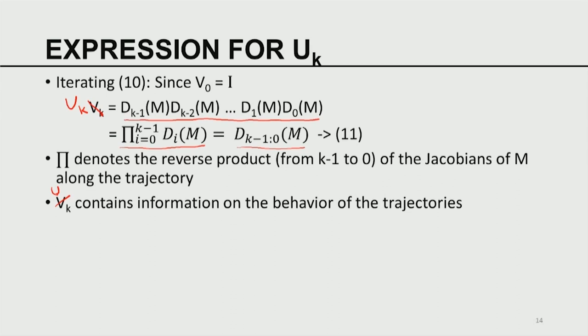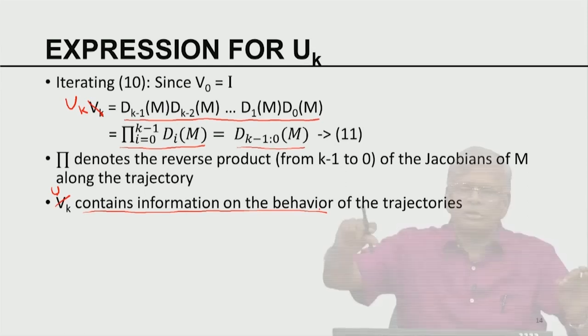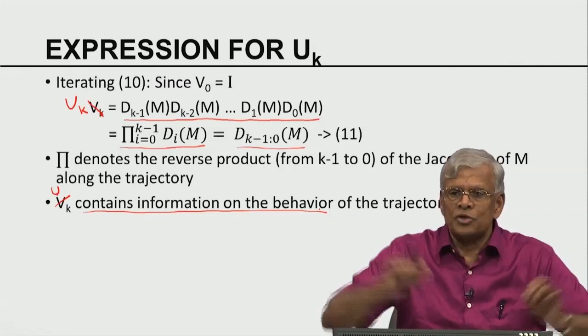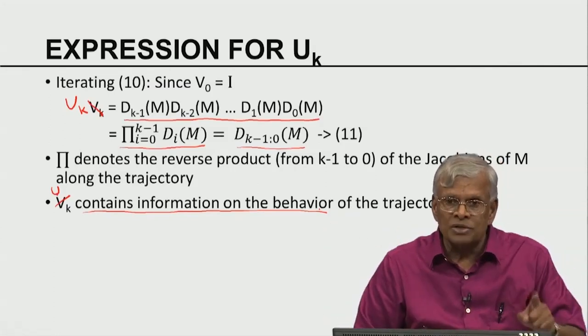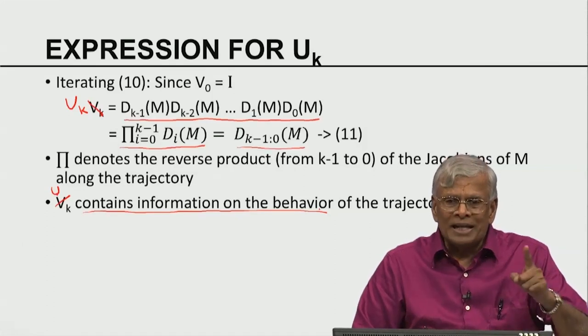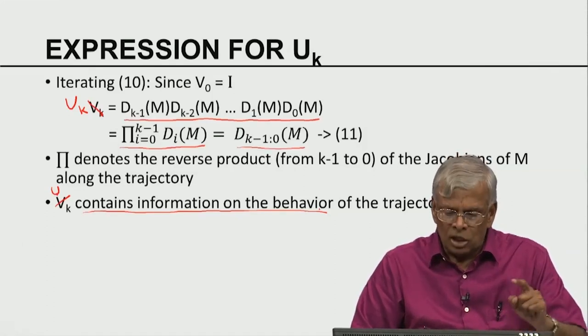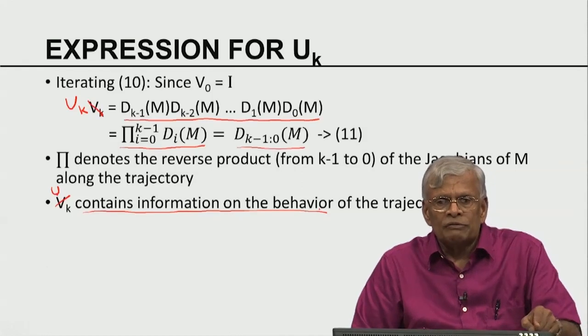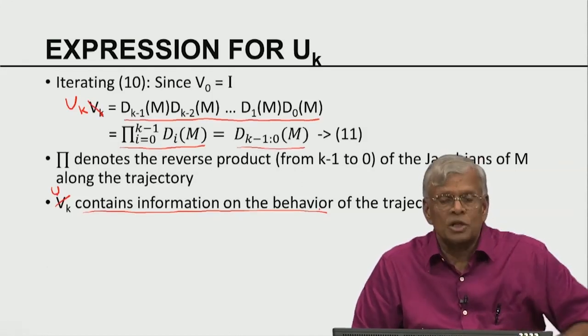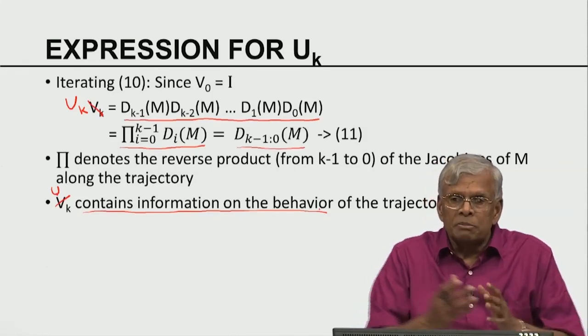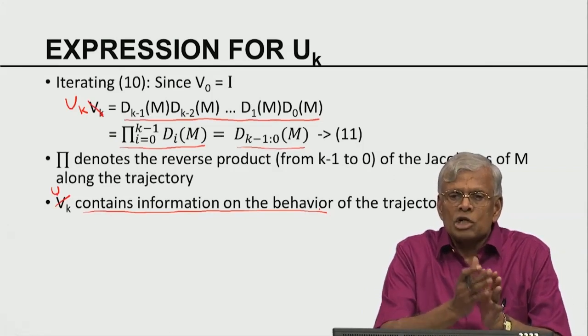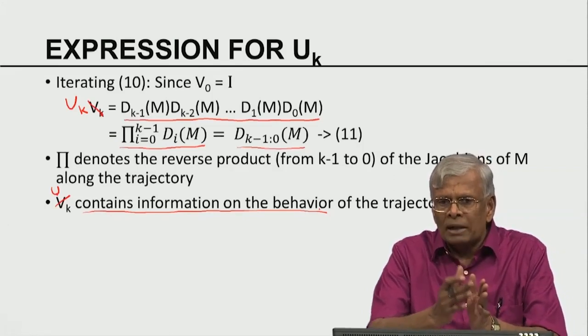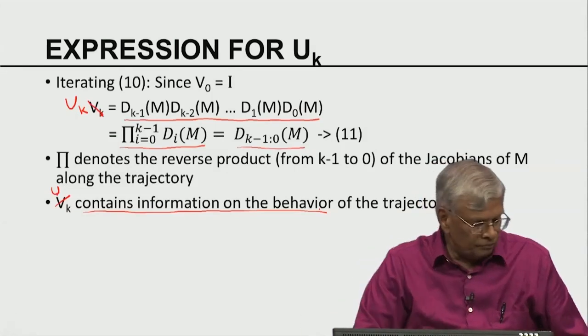In what way does this contain the information about the trajectory? If I perturb the initial condition by a small amount, how sensitive the solution is going to be at a future time. That's why it's called forward sensitivity. So we not only derived the forward sensitivity equation 10, but also found an expression for the forward sensitivity. It is simply the product of the Jacobian of the model map along the trajectory.